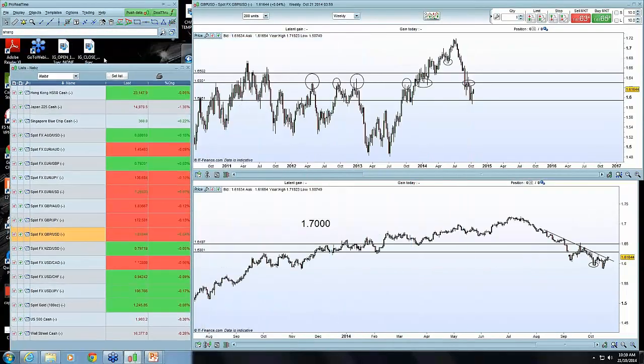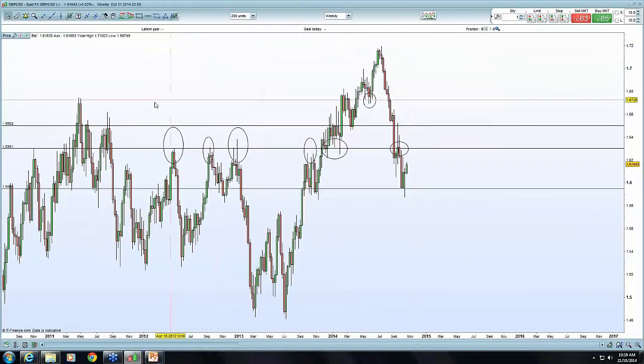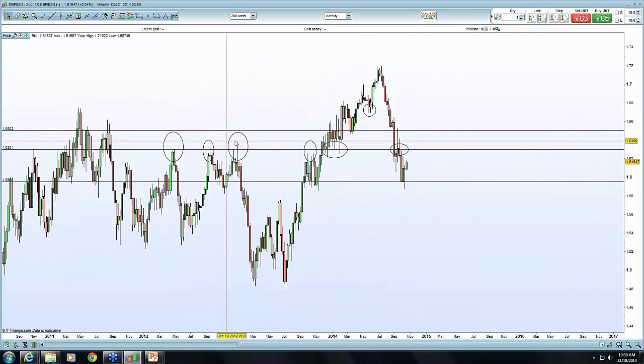Okay, now looking at the pound dollar weekly chart. Bearish or bullish? This is still quite bearish, isn't it? Even after a lot of news coming up from the UK, which is not favorable to the economy. So 163, once it was broken, it was quite bearish.